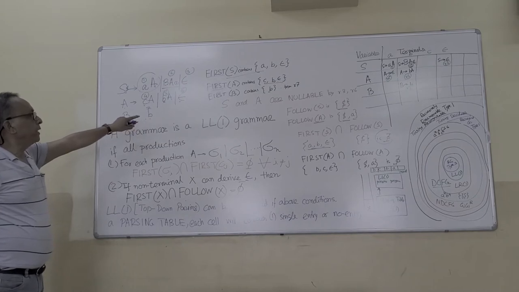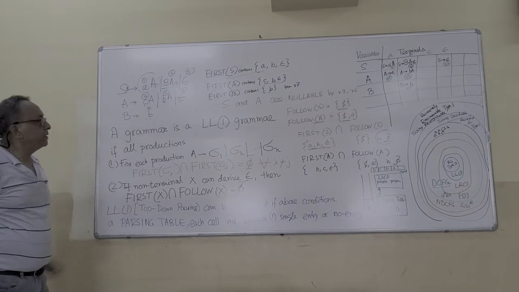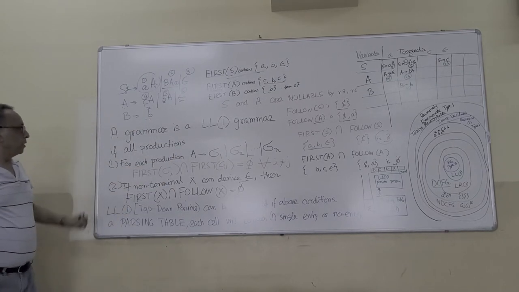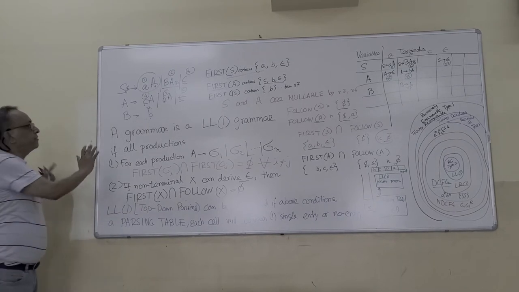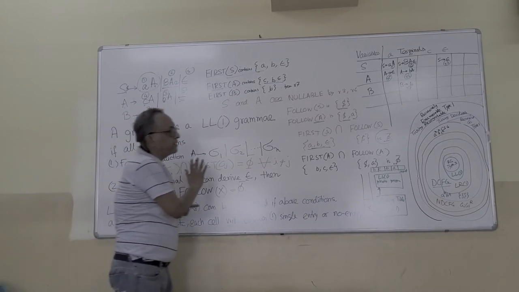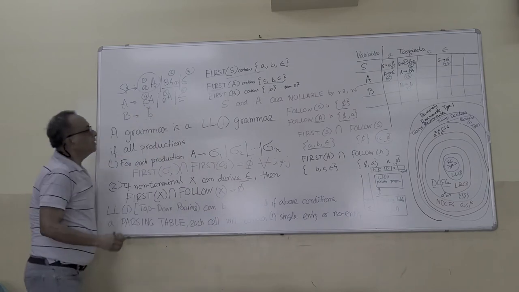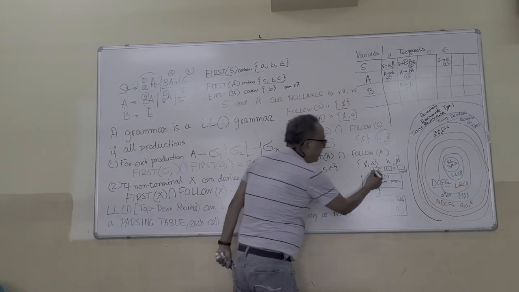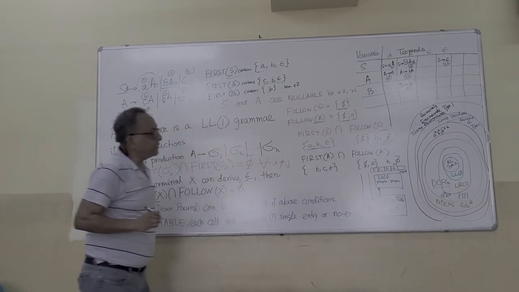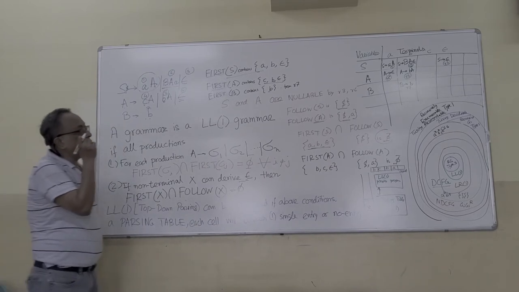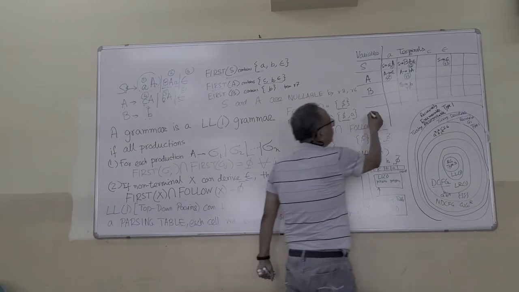So where are we? Is there any question? I'm interested in this grammar. Now see a particular string, C B C B A, whether it is derivable. Another thing that it is called is the parsing table.